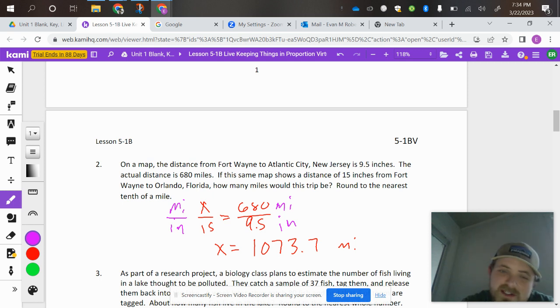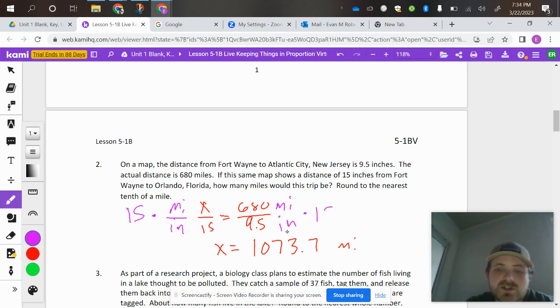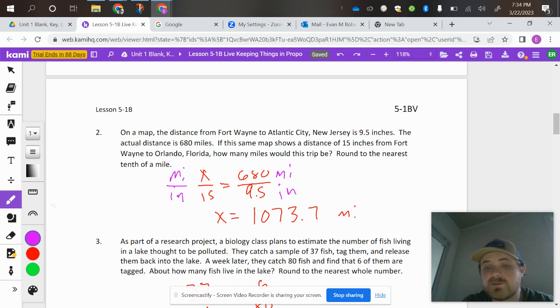You don't always have to cross multiply though. Honestly, an easier way to solve this one would have just been to multiply by 15 on both sides in order to cancel out those 15s, and you could have just multiplied that ratio by 15. Either way works. It's kind of whatever makes most sense to you.